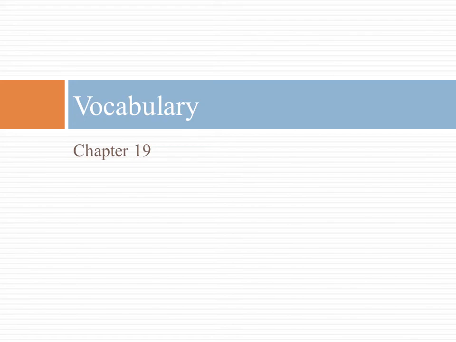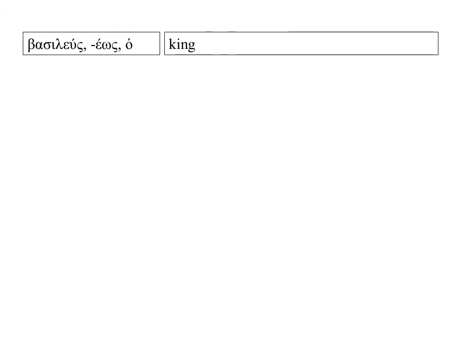Vocabulary chapter 19. Give yourself a hand. You're at chapter 19 already. Basileus. This is third declension, masculine, king.